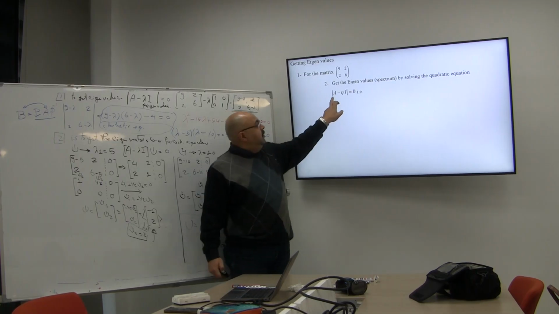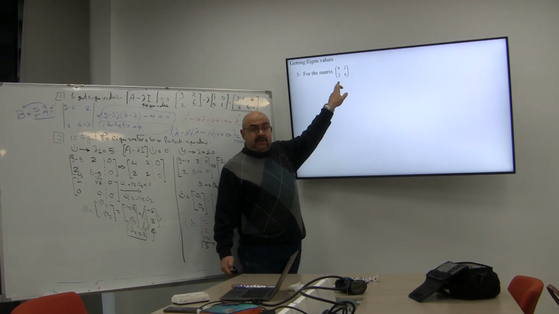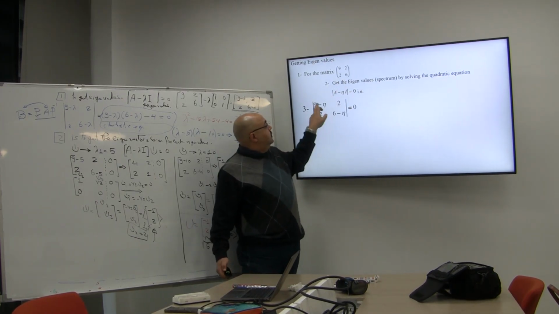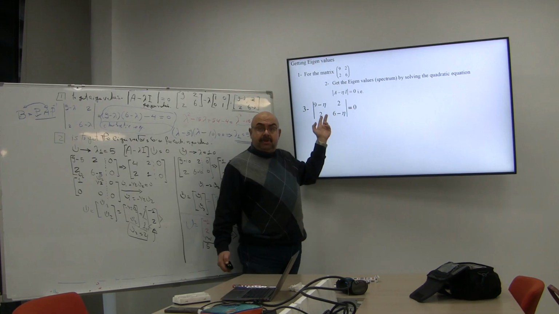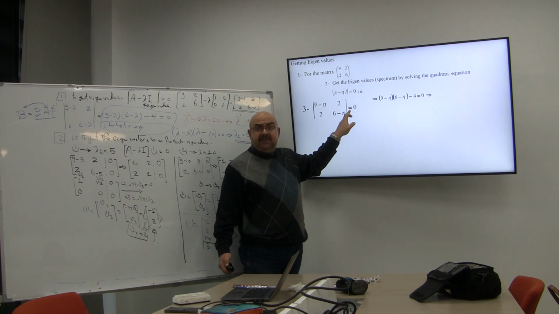I have A minus lambda I. But the first step, once more, this is the matrix. The first step, get the principal diagonal minus lambda. Principal diagonal minus lambda. Then the determinant equals 0. This is what's called the characteristic equation. Try to solve this equation. How to solve this equation?